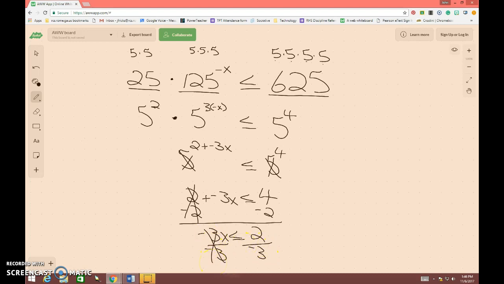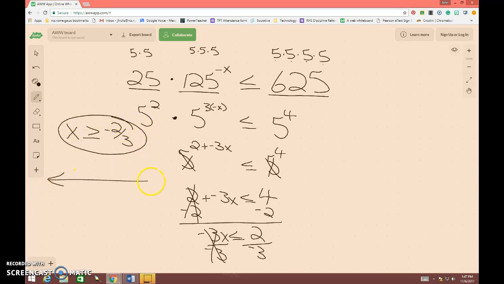Negative 3's cancel out. And we're going to end up with an answer of x is greater than or equal to, because we divide by a negative. And then 2 divided by negative 3 is going to be negative 2/3. So we got a little bit different of a fraction on this one when we simplified it and solved it for the answer.